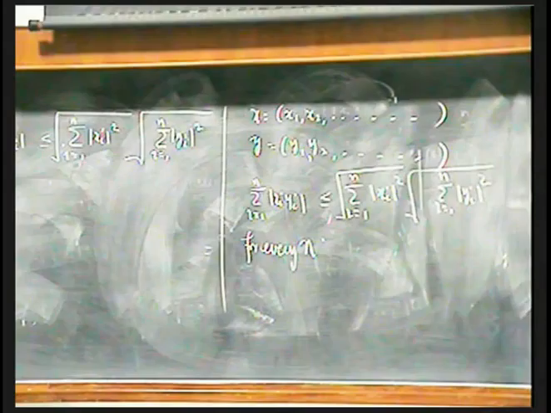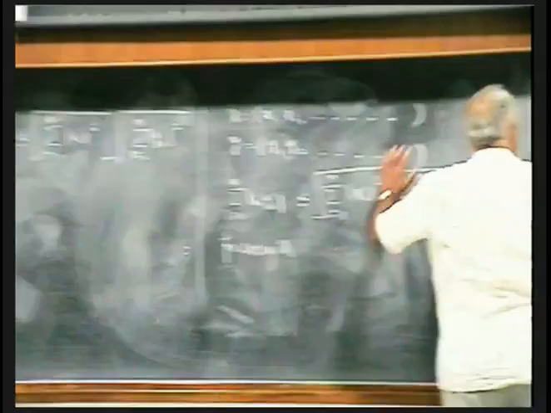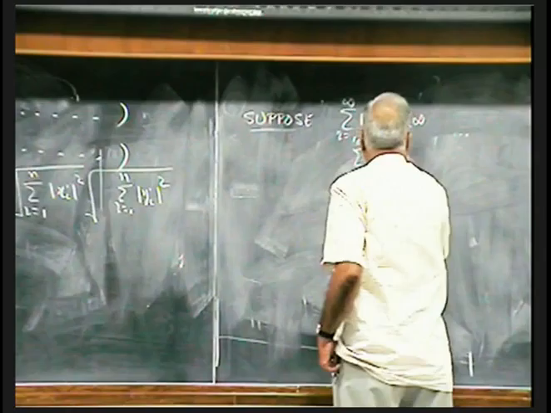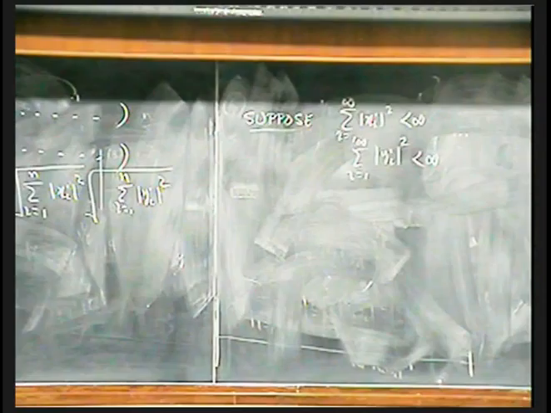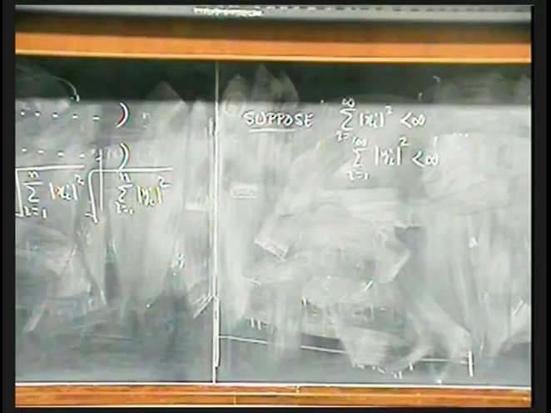But suppose not only these are like this, but that whole thing itself is finite. Not only summation |xi|^2 up to n, I can add all the way up to infinity, and still I will get a finite quantity. What probably is a discrete finite energy signal, with an infinite number of time components.